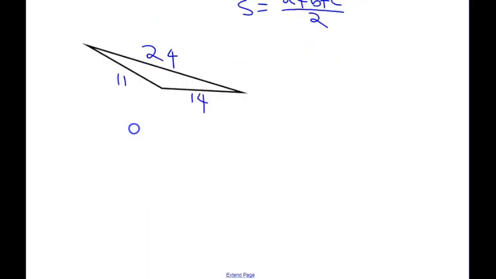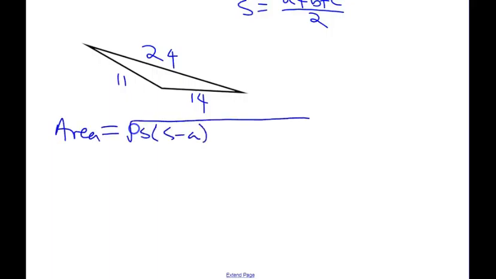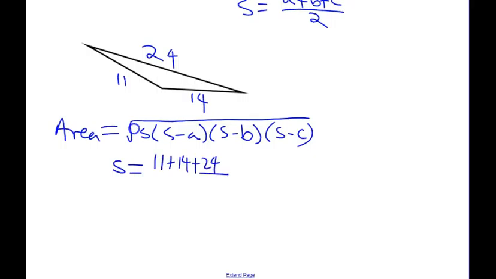All right. So I know the formula is the area of a triangle is equal to the square root of s times s minus a times s minus b times s minus c. I need to figure out what s is. So s equals 11 plus 14 plus 24 divided by 2. So you get that. You get 49 divided by 2 is 24.5. Is that correct? I hope.